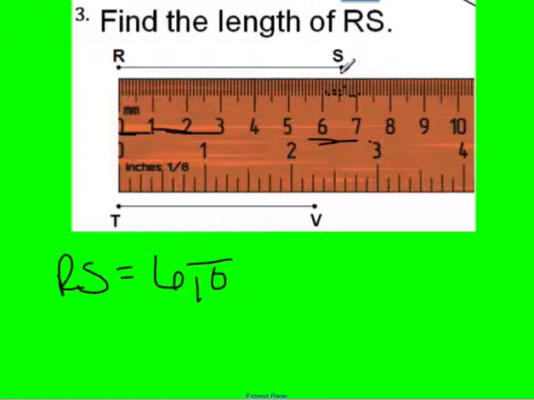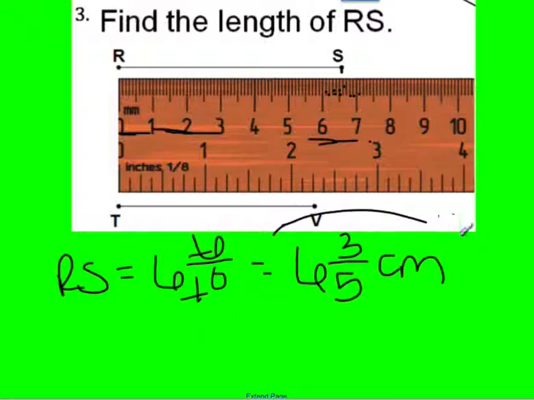So S hits at the 6th line. So we're going to do that. Last thing we want to do is reduce that fraction so we can keep 6 the same. 6 and 10 are both divisible by 2, so that gives us 3 over 5. And then we want to make sure we label it, so we have 6 3/5 centimeters.